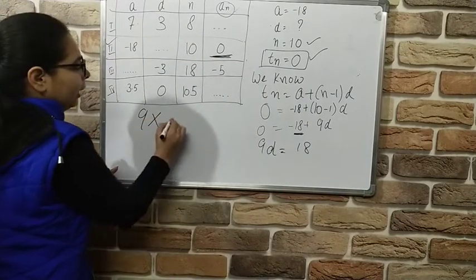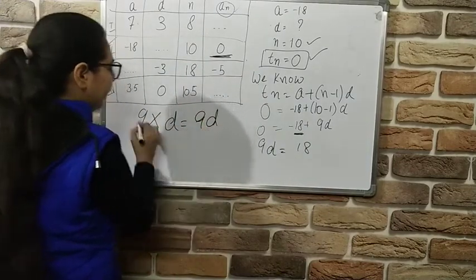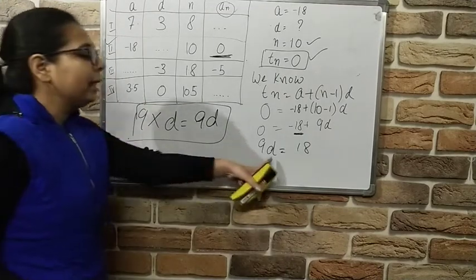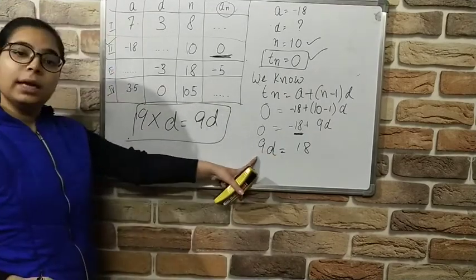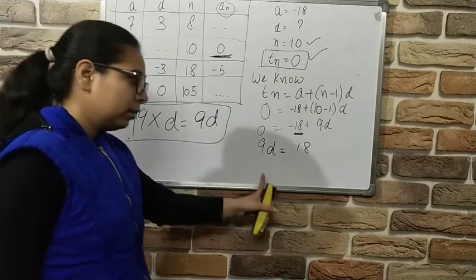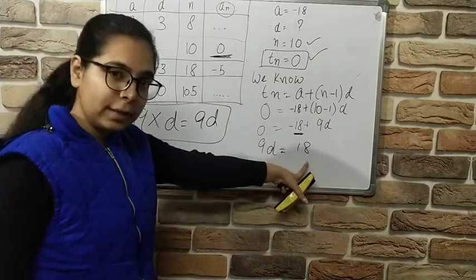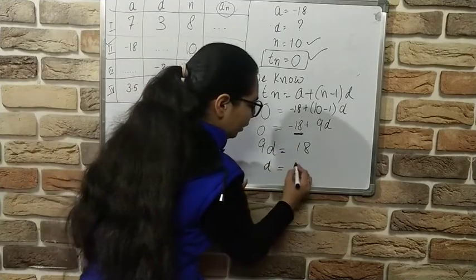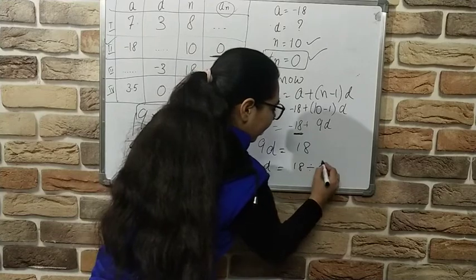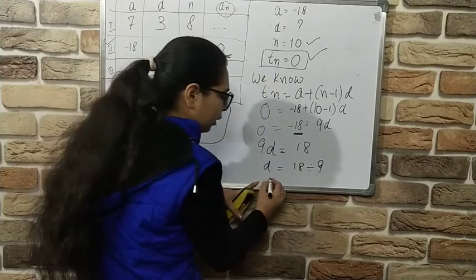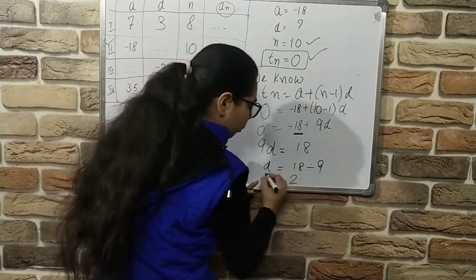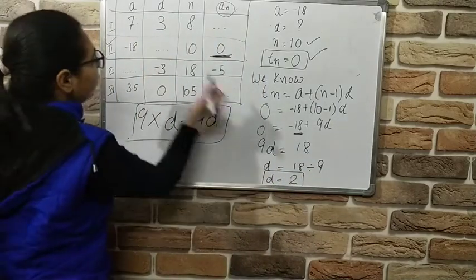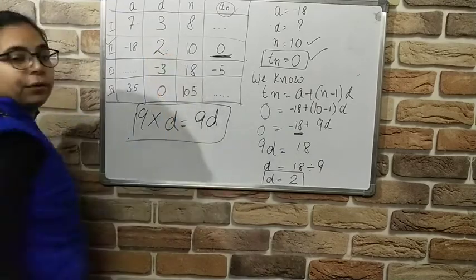Look over here. 9 into D becomes 9D. Here we have 9D, which means D is multiplied by 9. So when 9 is shifted to the other side of the equal sign, it becomes divide. D equals 18 divided by 9. Now D is equal to 2. The missing value is D, which is 2, and we have found it.